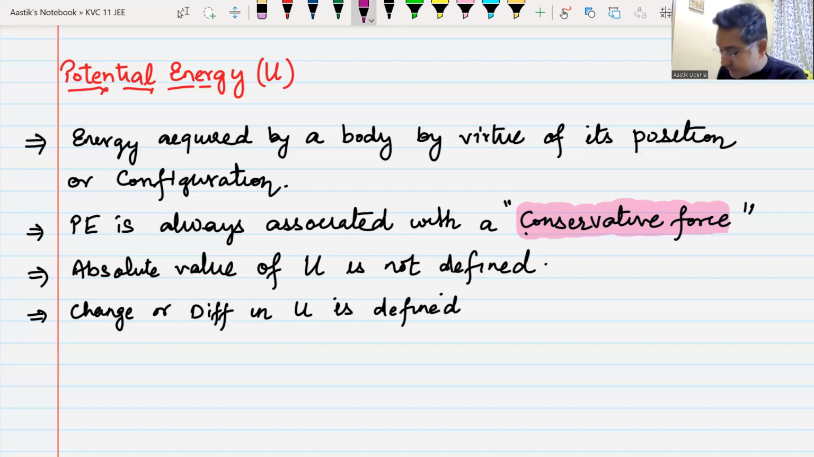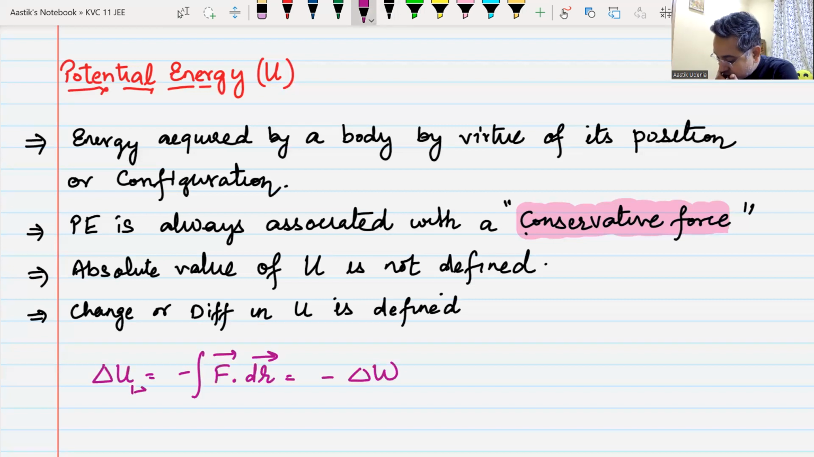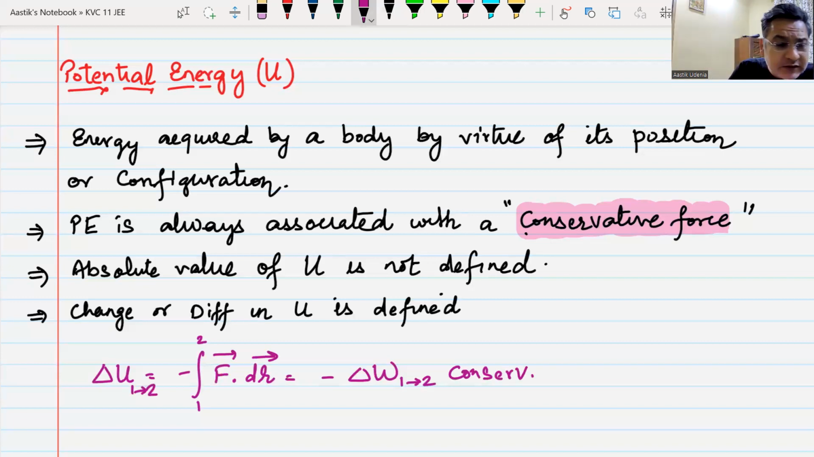And how is this change or difference defined? Change in gravitational potential energy is defined as negative of work done. If an object moves from point 1 to point 2, it is defined as negative of work done by the conservative force. This is how change in gravitational potential energy is defined.